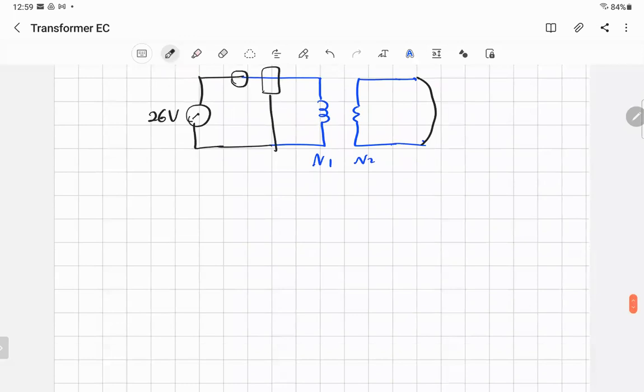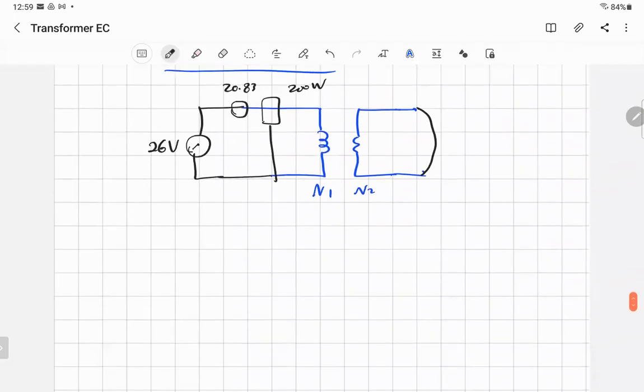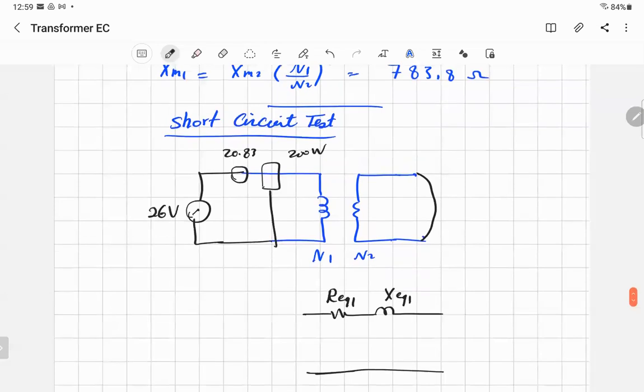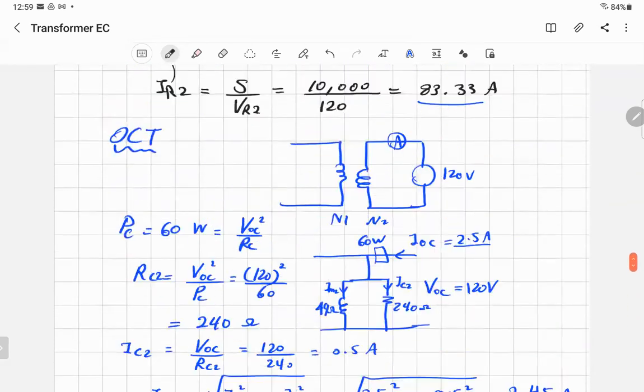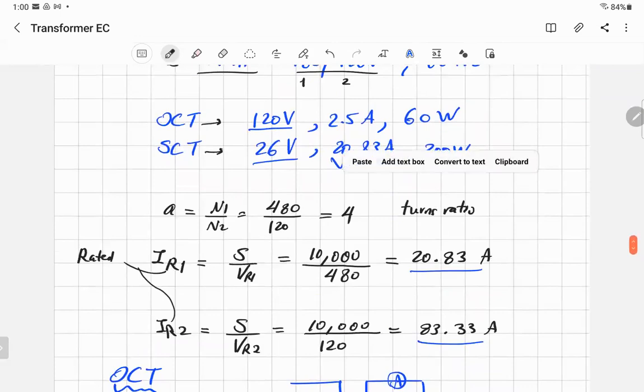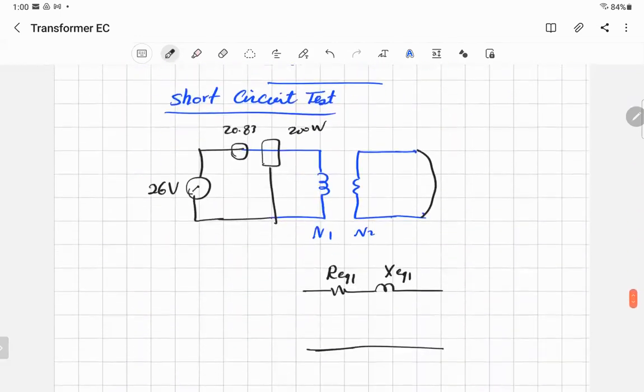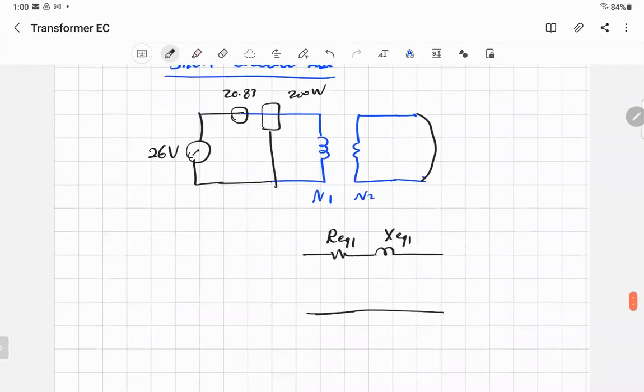So what will you get in the end? They're supposed to get the equivalent resistance and equivalent reactance. You get R equivalent 1 because they are inside 1, and you get X equivalent 1 because they are inside 1. Are we taking our measurements from earlier, with the short circuit test? Yes, that's the short circuit test. It's supposed to be 220, I think. Really? Let me see. 200 watts. Yeah, that's okay.